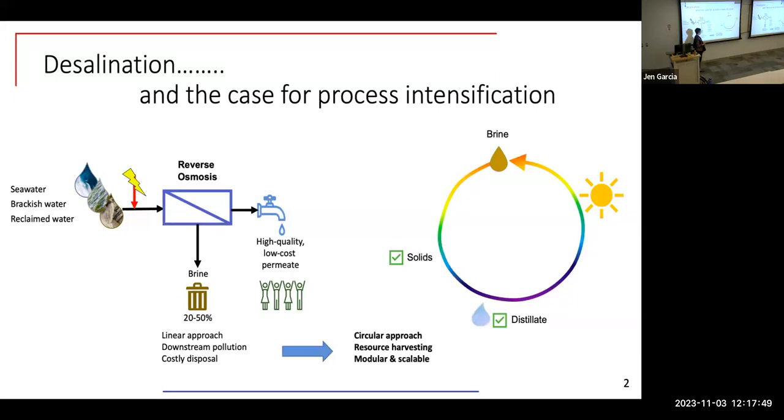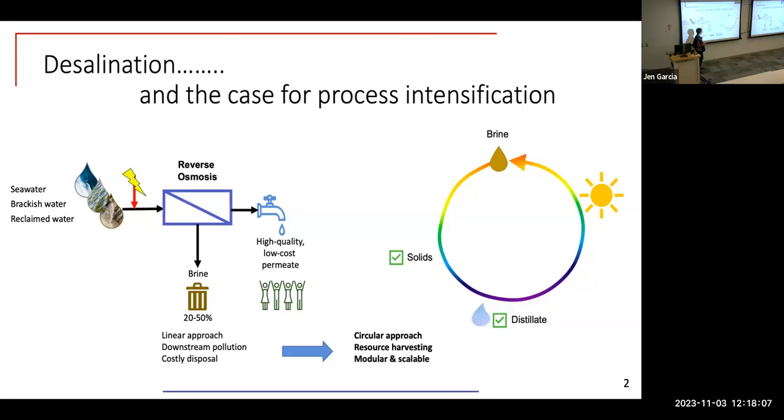And you can imagine if you're inland, it becomes a very tricky problem, because we don't have a large ocean to discharge this brine to. So this is, again, another example of a very linear approach, right? Where we have something coming in, something coming out, and then we dispose of something.